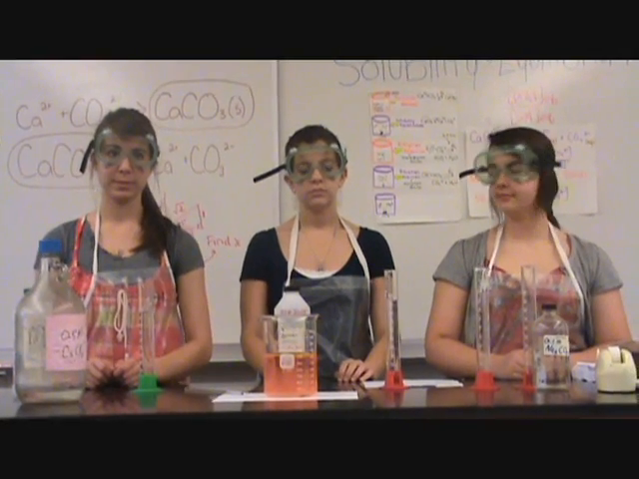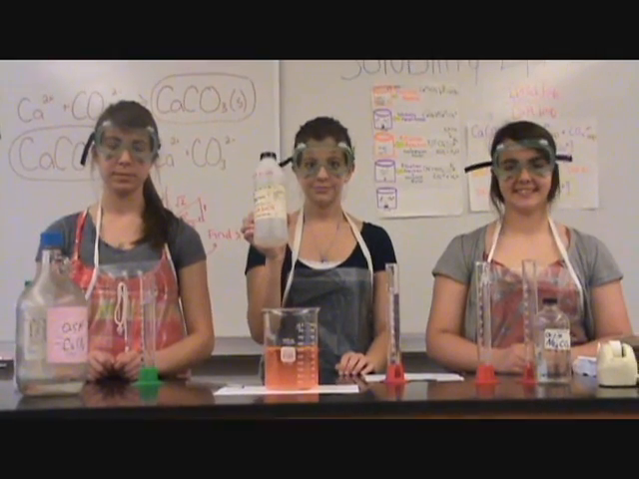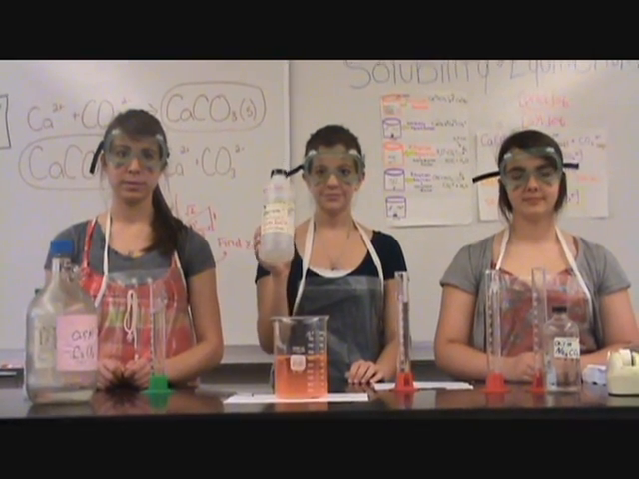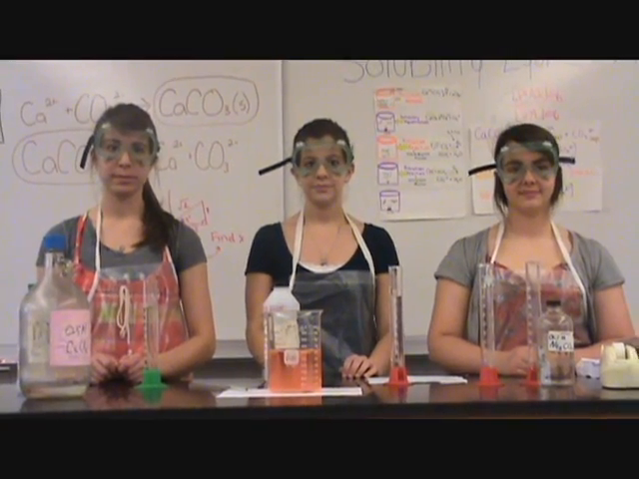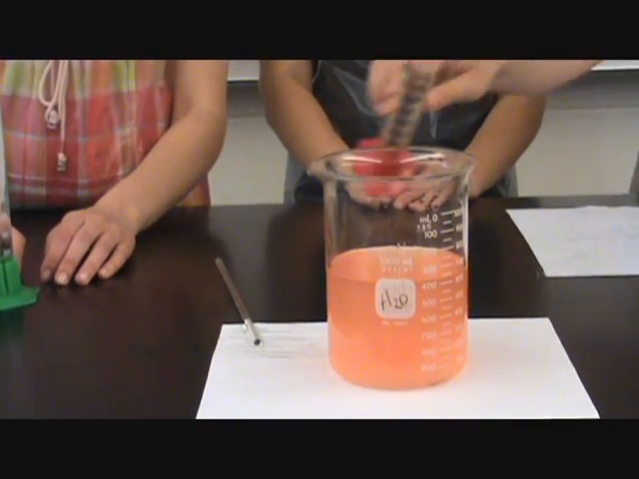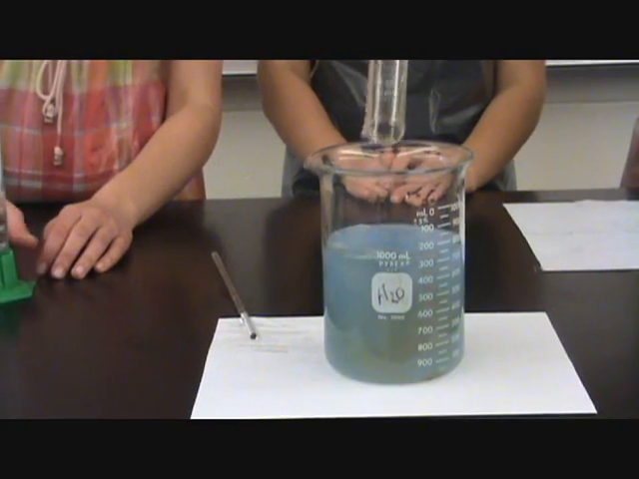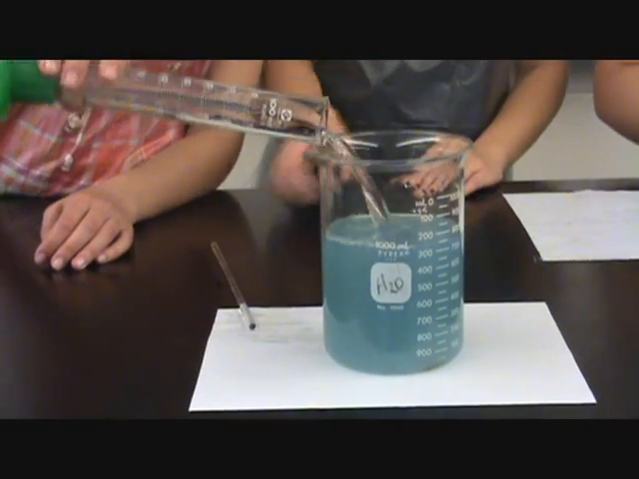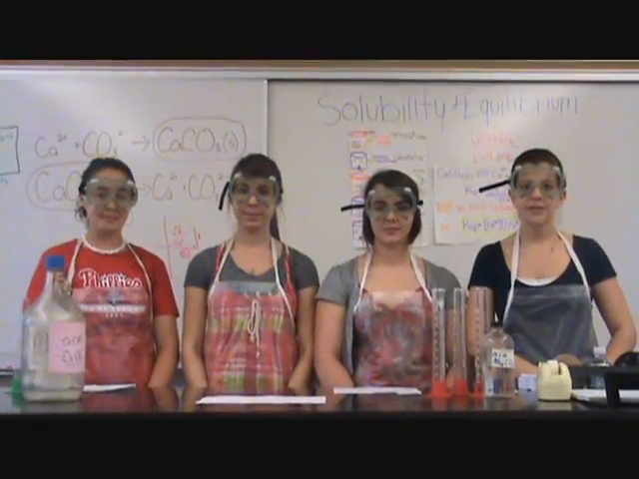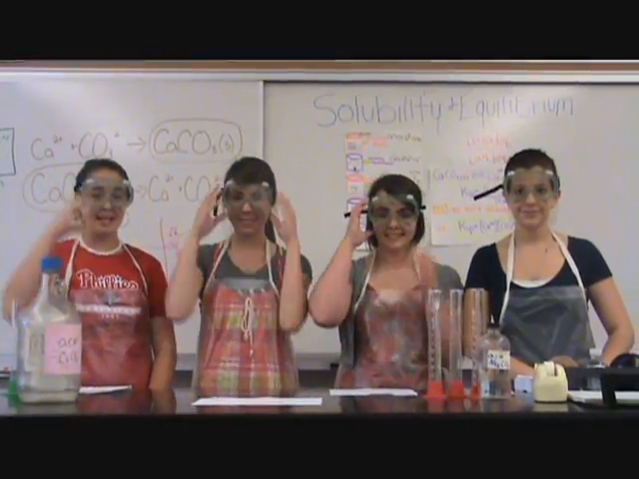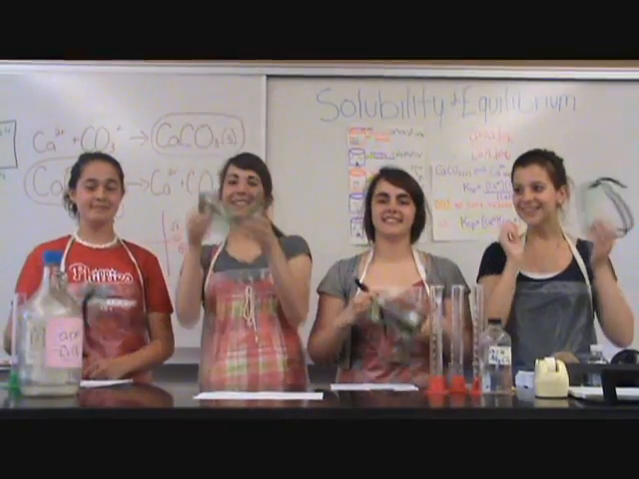Now we will add sodium hydroxide, which is a strong base. The sodium hydroxide will react with the bicarbonate ions to form carbonate ions and water. The carbonate ions will again react with the calcium ions to form the precipitate calcium carbonate, bringing our experiment full circle. Thank you for your time, and remember, always be safe.